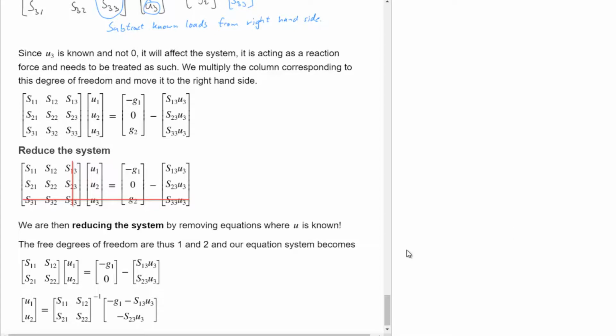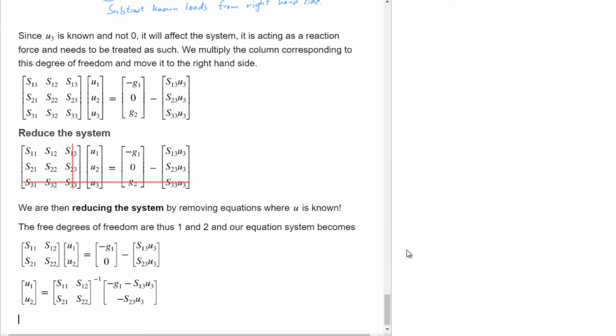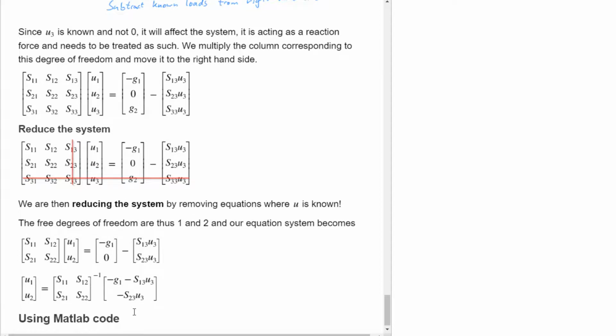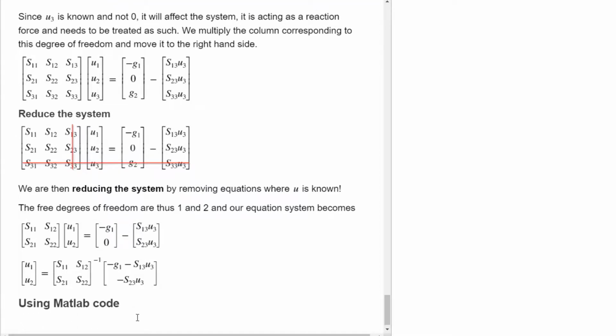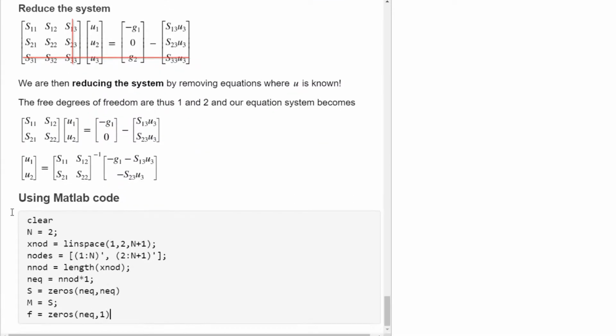Alright, so that's basically the lecture. Now I'm going to go over and implement this in Matlab as a tutorial. So I urge you to do this by hand before going into Matlab code. So this is the business we have. We have n is equal to 2. Those are a number of elements.